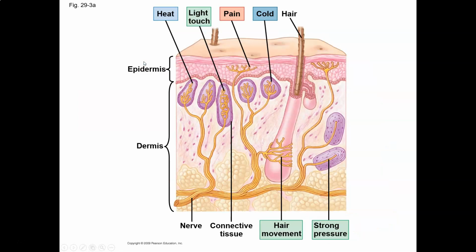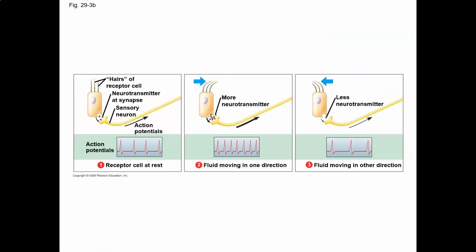All right, after that, let's see if I have a slide for transduction. Transduction is the ability to convert one type of energy to another type of energy. So your brain works off of chemical signals and electrical signals, but you have these different receptors that all can sense different types of stimuli.